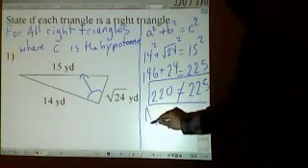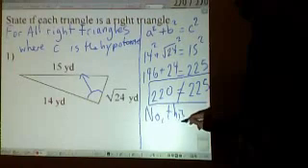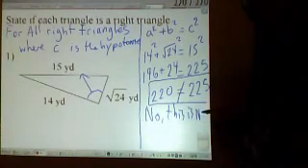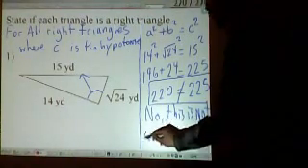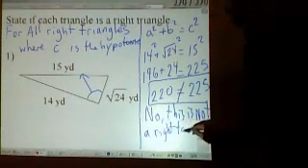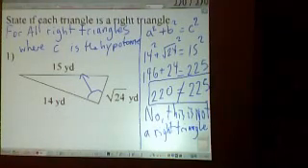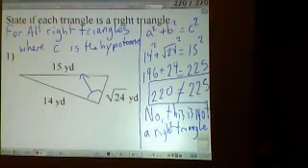So then we say, no, this is not a right triangle. It's not a right triangle, okay? So that's the way you're going to do these. You test them to see if a squared plus b squared really does equal c squared. If it does not, then you say, no, it's not a right triangle, okay?